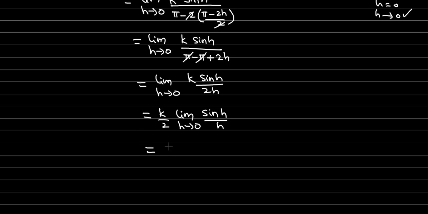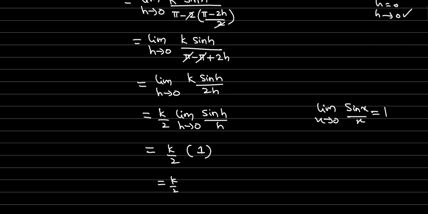So we can say that k by 2, and the value of limit x approaching to 0. We have a standard formula for the limit x approaching to 0, sin x by x, value is what? 1. So here it is in terms of x, here it is in terms of h, only that is the difference, but the value will be the same. Okay, 1. So k by 2.